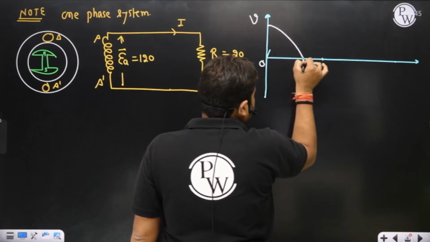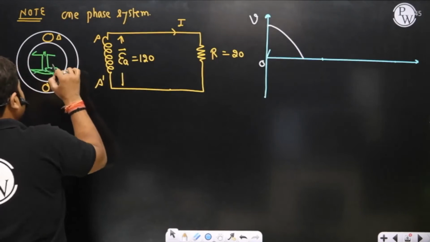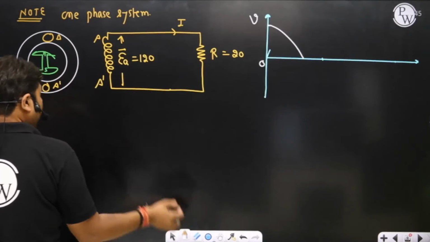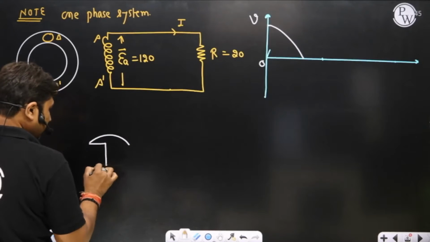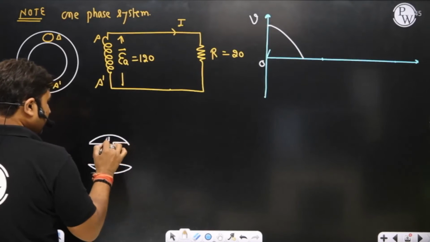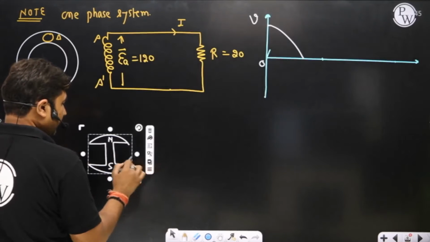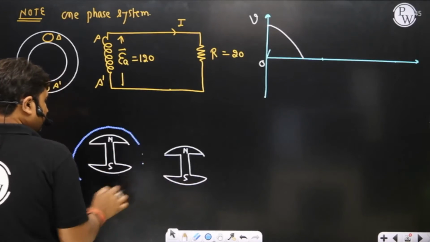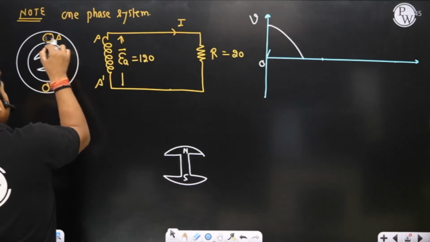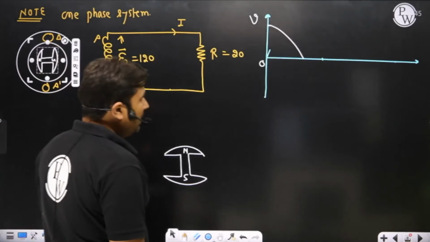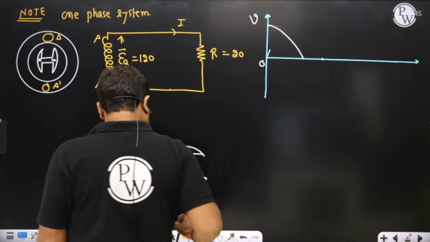Then after 90 degrees, please observe. Presently it is here. This will be the position, and after 90 degrees, this will be the position. At this particular position, again the induced EMF is 0.